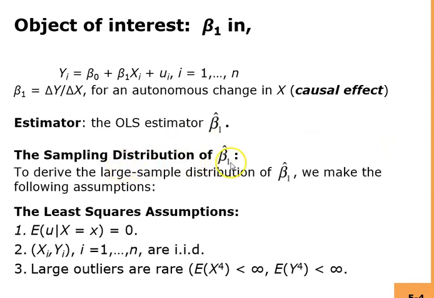So sampling distribution of beta 1 hat. To derive the large sample distribution of beta 1 hat, we make the following assumptions. What are the assumptions? We have already gone over these 3 assumptions before, but I will just summarize these for you guys once again. So the number 1 assumption is that the expectation of u given any x is actually equal to 0. And why is this important? It's important because if that is not the case, then the expectation of u will be different at different levels of x.